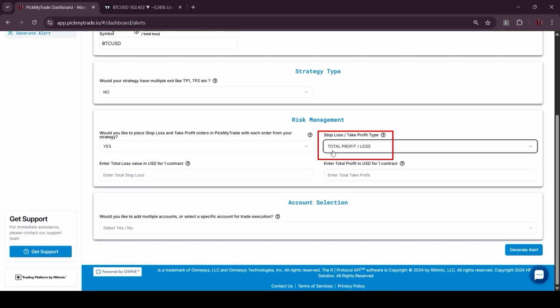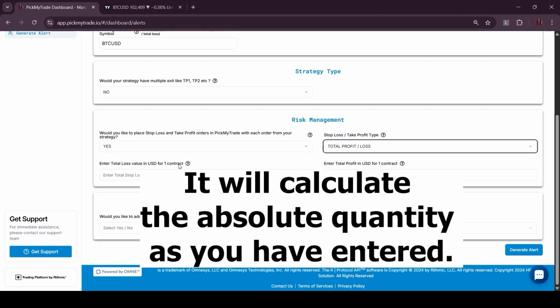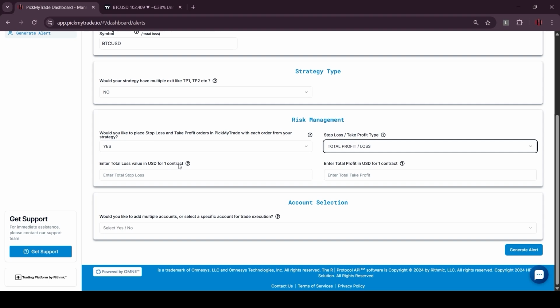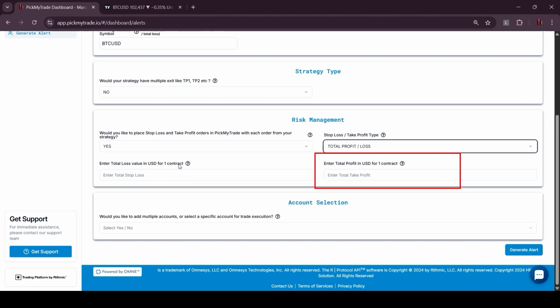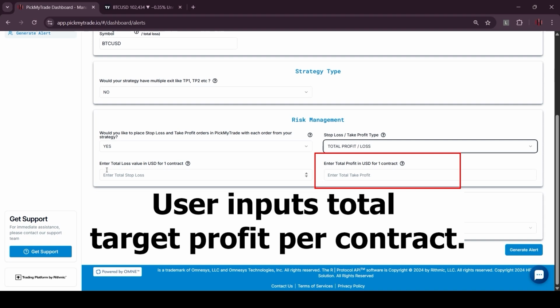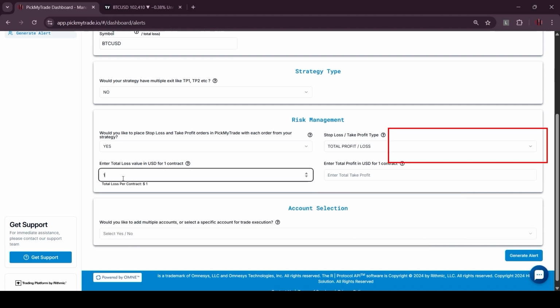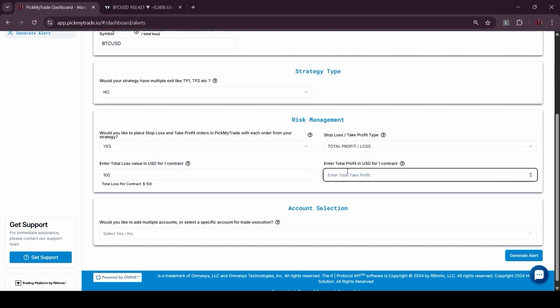The next option is total profit or loss. It will calculate the absolute quantity as you have entered. Total loss per contract is the user's input total dollar loss per contract. Total profit per contract is the user's input target profit per contract. So if you enter 100, then the total loss will be $100 for one contract. And if you take profit of 200, then the total profit for one contract will be $200.